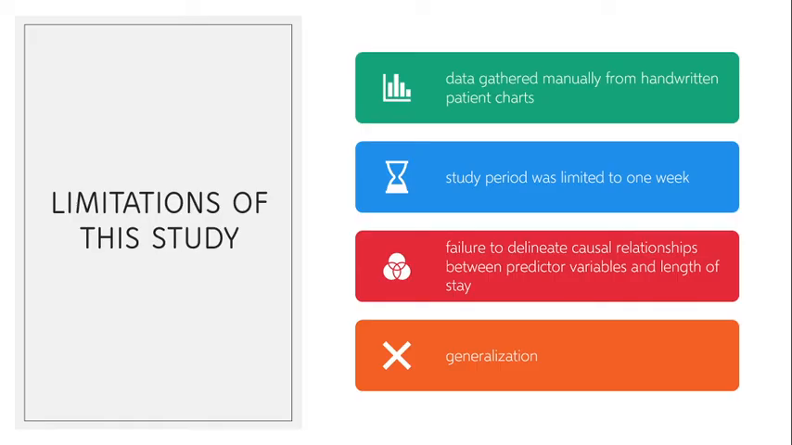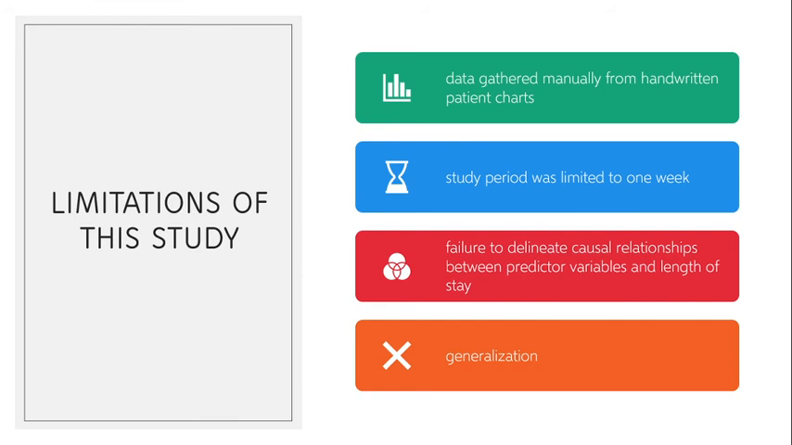And what are the limitations of this study? What affects this study? A major limitation of this study is that the data was gathered manually from handwritten patient charts, and that the study period was limited to only 1 week, precluding analysis of seasonal variation. And as I mentioned before, 113 patient charts were excluded from the analysis because of incomplete documentation. So it was actually a very big number, and it really affected the study.